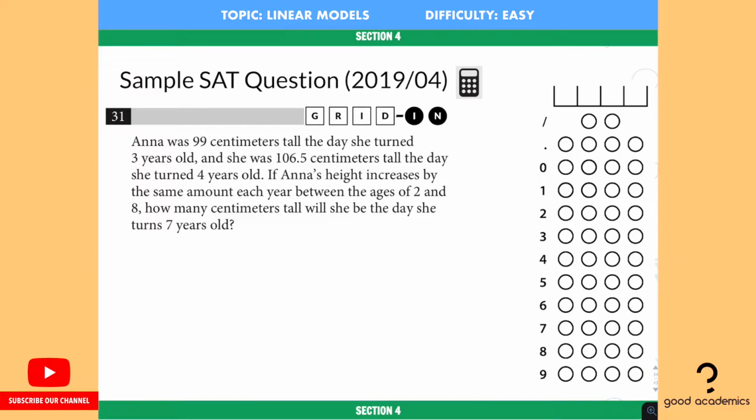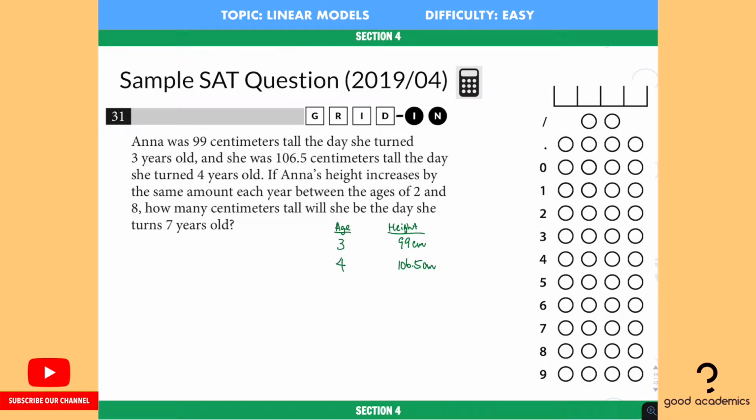Okay, now to keep our data organized, let's set up a table quickly. This is the age, and then we have the height on the right. So when she is 3 years old, she is 99 centimeters. And then she was 106.5 centimeters tall the day she turned 4 years old.